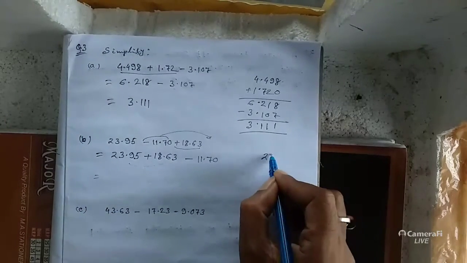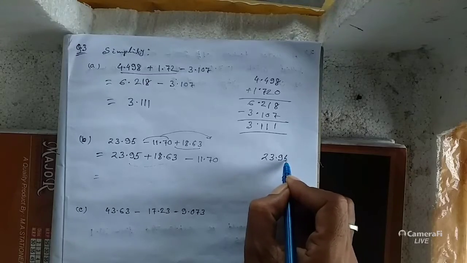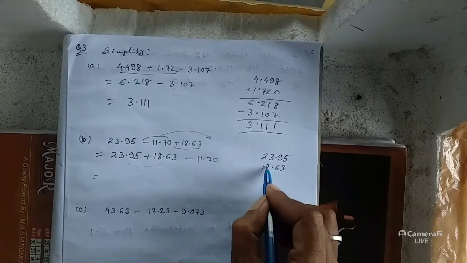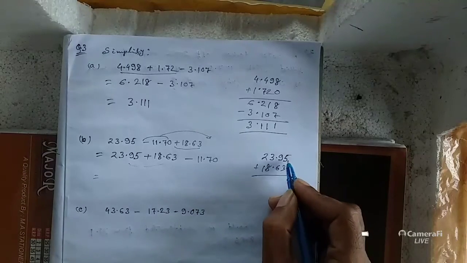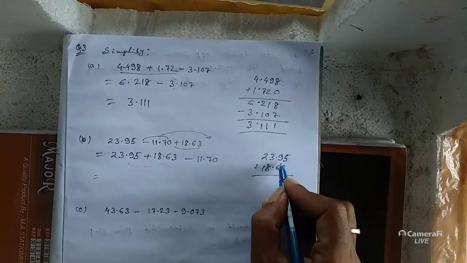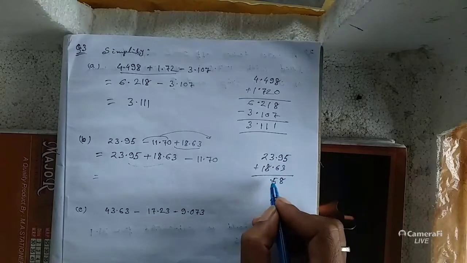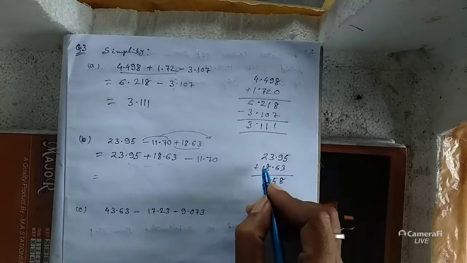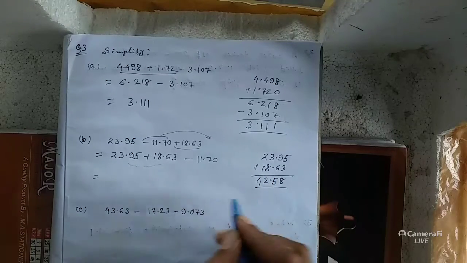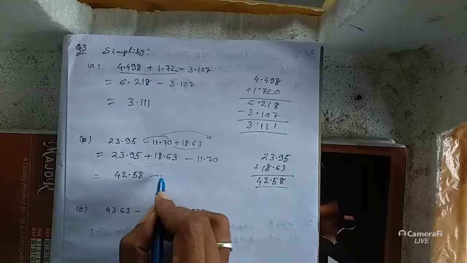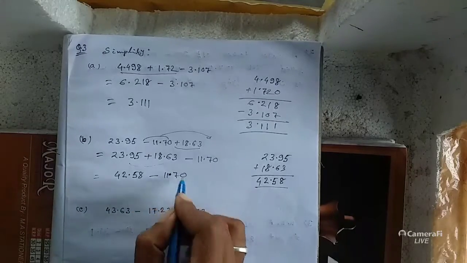So here, 23.95 and 18.63. 5 plus 3, 8. 9 plus 6, 15, 5, 1 carry. 8 plus 3, 11 plus 1, 12, 2, 1 carry. 2 plus 2, 4. 42.58. Then subtract 11.70.